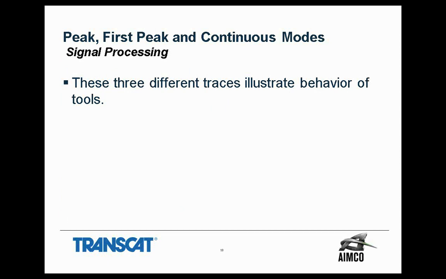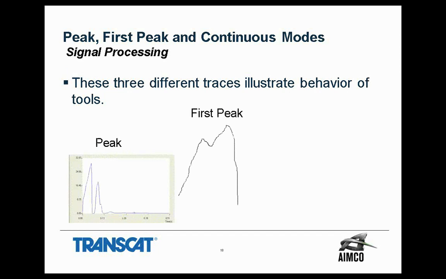I briefly mentioned the modes of measuring torque. Peak, first peak, and continuous modes illustrate the behavior and the signature of a tightening. There's your peak mode. Peak mode is used for continuous drive tools, dial wrenches, and sometimes hydraulic wrenches. It'll show you the highest peak experienced in a tightening cycle.